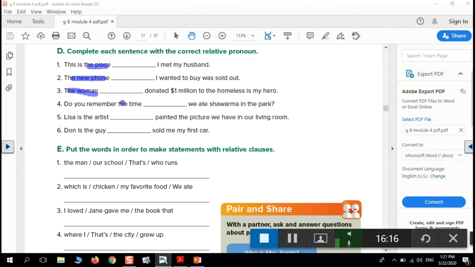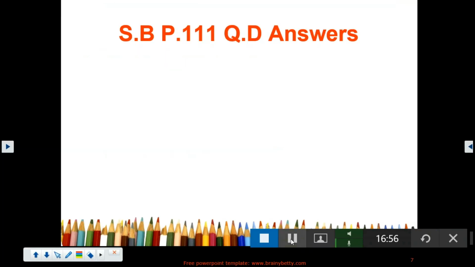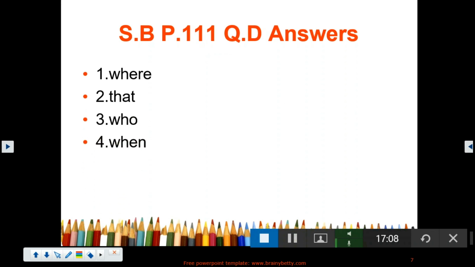Then, do you remember the time we ate shawarma in the park? Lisa is the artist, people, painted the picture we have in our living room. The last one, Don is the guy, person, sold me my first car. Now you have 2 minutes to read, keep in mind the uses of relative pronouns, and complete. Go ahead. Now check your answers. 1, where; 2, that; 3, who; 4, when; 5, who; the last one also who.